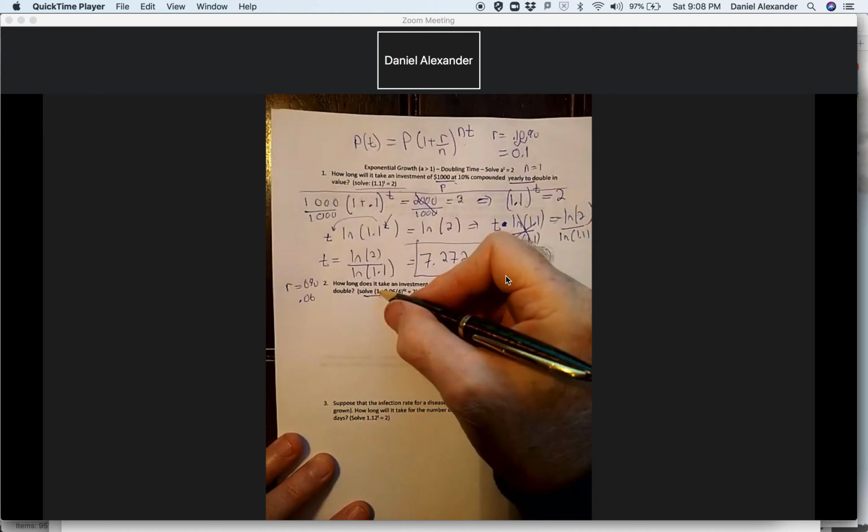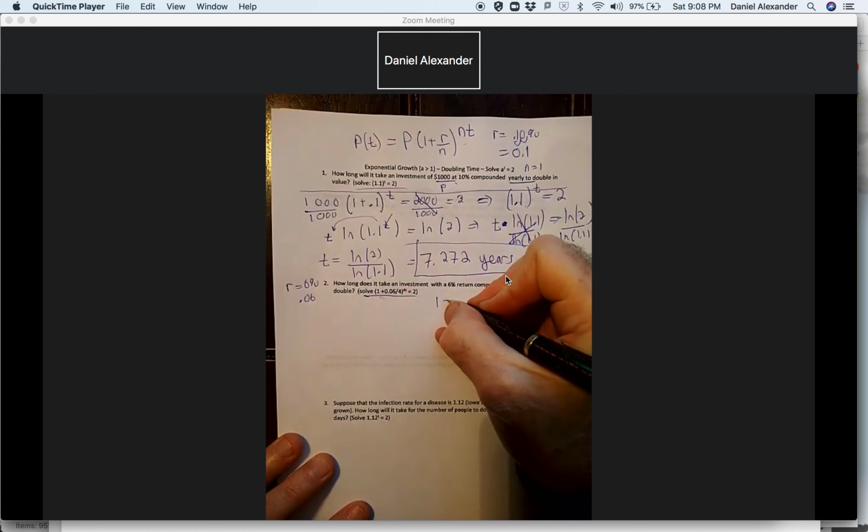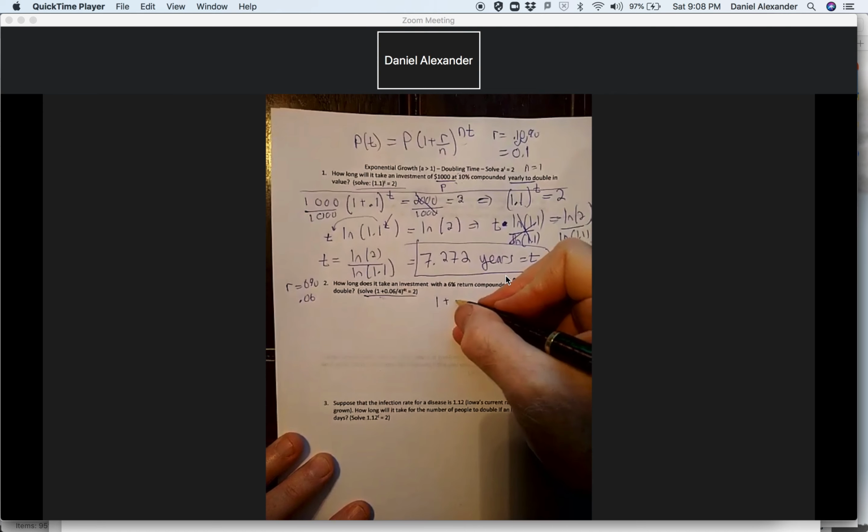Okay, my n is quarterly, so that means my n is 4. So my equation is going to be 1 plus the rate, 0.06 divided by 4, the number of compoundings, to the 4t, and that's going to be doubling, so that's going to be equal to 2.